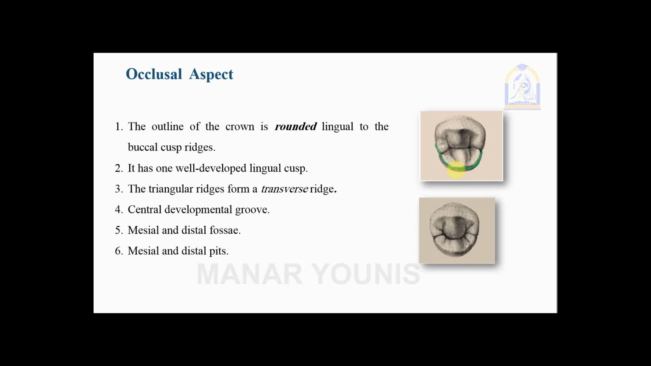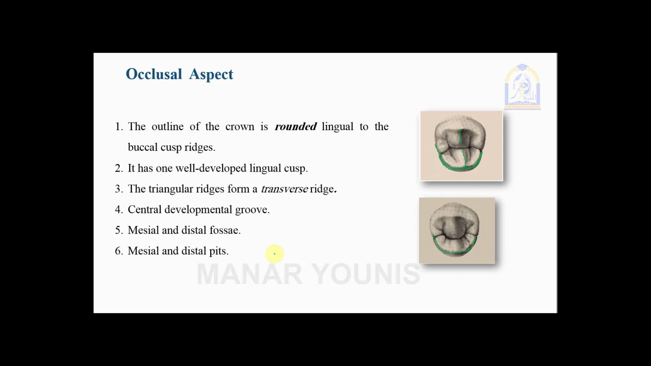In the two cusp type, the occlusal outline is characterized by being rounded lingual to the buccal cusp ridges. So the outline would be rounded. And there is lingual taper of the crown, or lingual convergence. It has two cusps, the buccal cusp and the lingual cusp, which will be well developed and directly opposite to the buccal cusp. There are two triangular ridges, the buccal triangular ridge and the lingual triangular ridge.